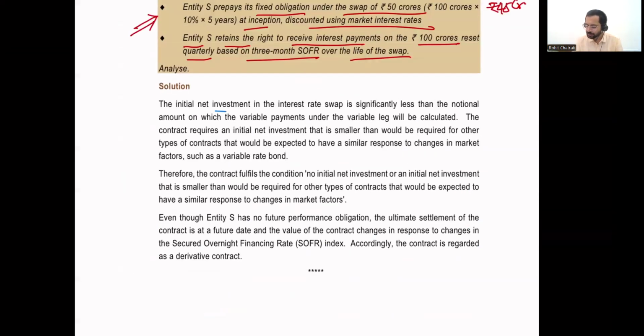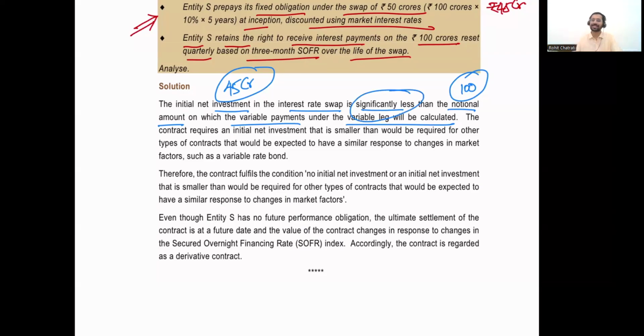The initial net investment in the interest rate swap is significantly less than the notional amount on which the variable payments under the variable leg will be calculated. All right. The initial investment in my example was 45 crores, and the notional was basically equal to 100 crores. To purchase a floating rate bond, you would have had to spend 100 crores, but you are spending only 45 crores. And therefore, we are going to say that this is significantly less than the notional.